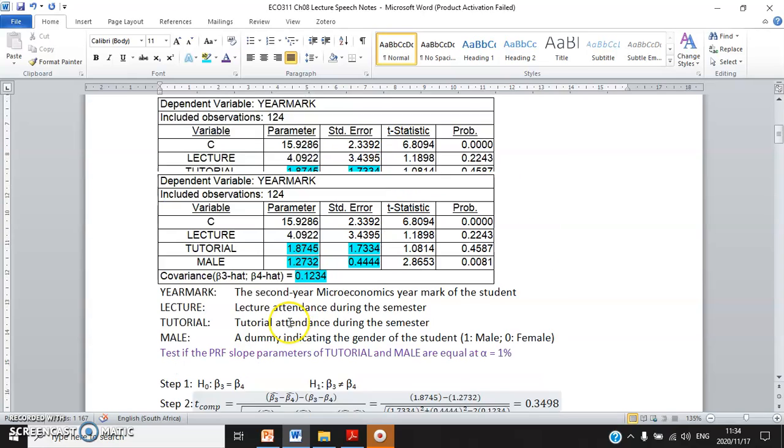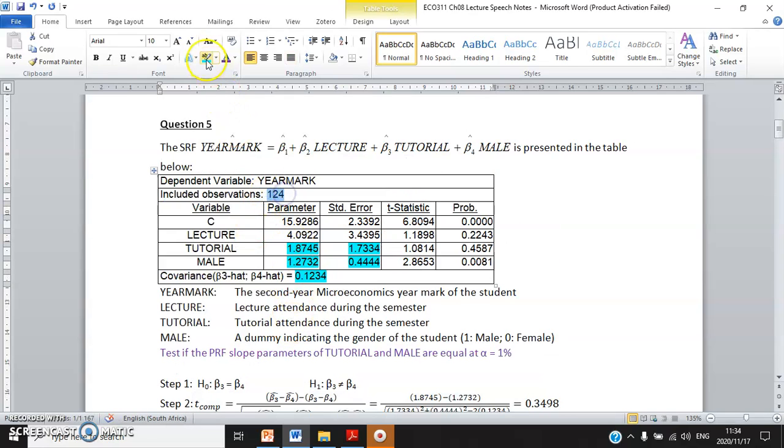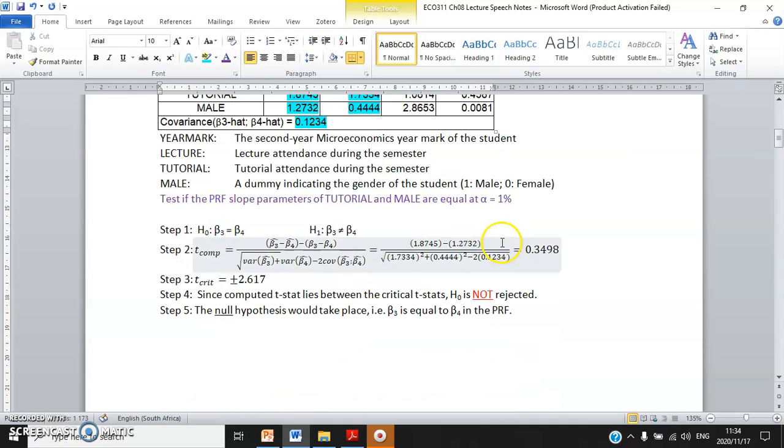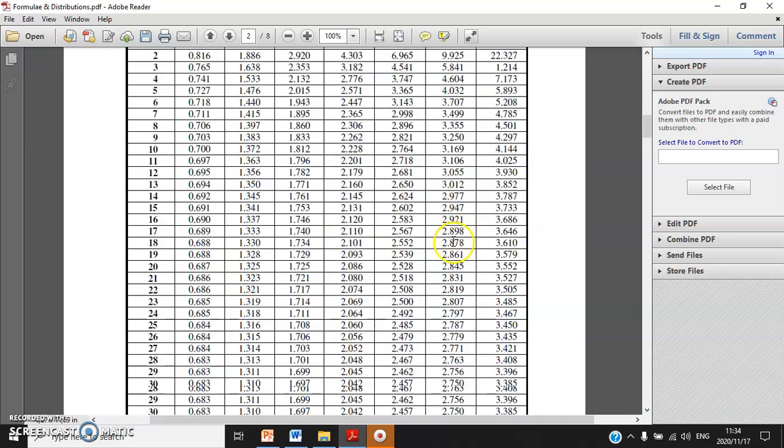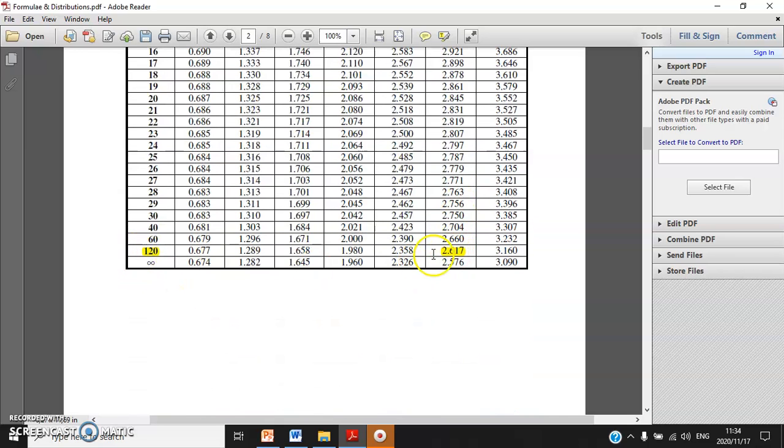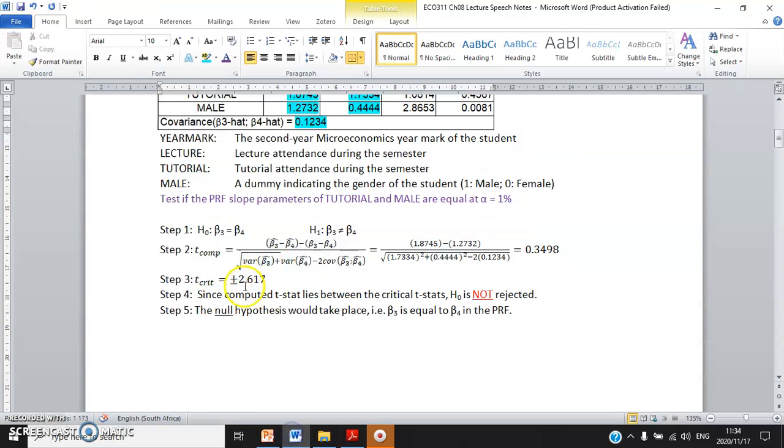And then the critical t-stats. Sample size is 124. K is equal to 4, you see 4 parameters. So degrees of freedom is n minus k, 124 minus 4, so it is 120. Alpha is 1%. Two-sided test, so the top row of the t-table gives me half of the alpha, so half a percent, 0.005. The second row gives me my full alpha, 1%. Degrees of freedom 120, so my critical t-stats are plus or minus 2.617. Remember, this is a two-sided test, you have to add plus or minus.